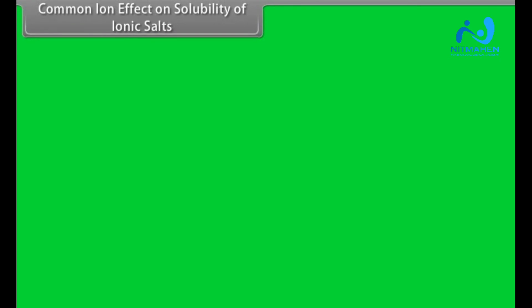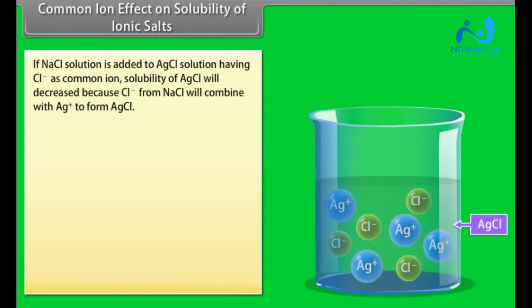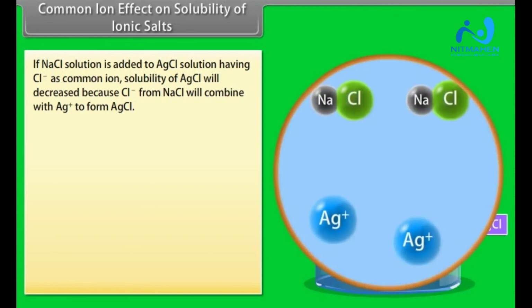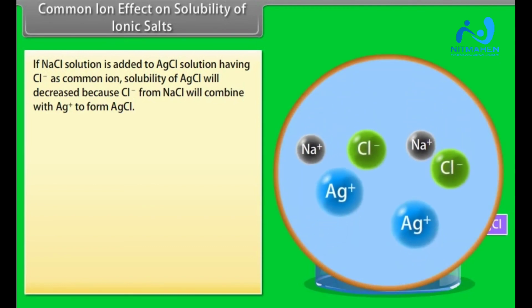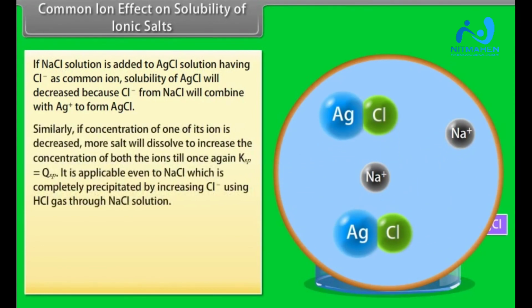Common ion effect on solubility of ionic salts. If NaCl solution is added to AgCl solution having Cl- as common ion, the solubility of AgCl will decrease because Cl- from NaCl will combine with Ag+ to form AgCl. Similarly, if the concentration of one of its ions is decreased, more salt will dissolve to increase the concentration of both the ions till once again Ksp is equal to Qsp.